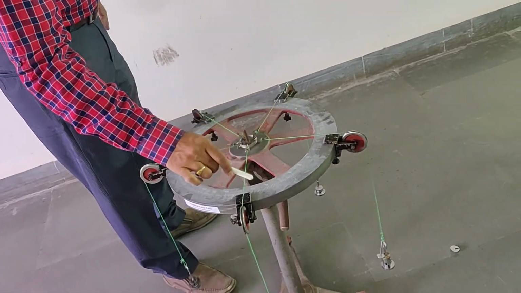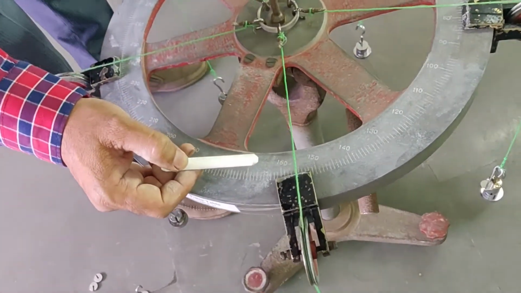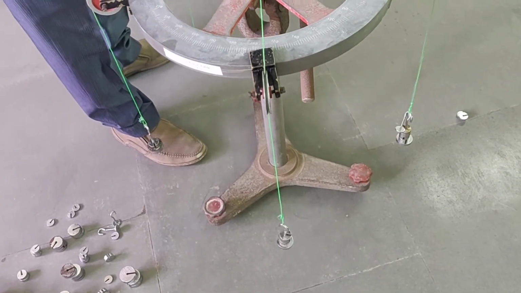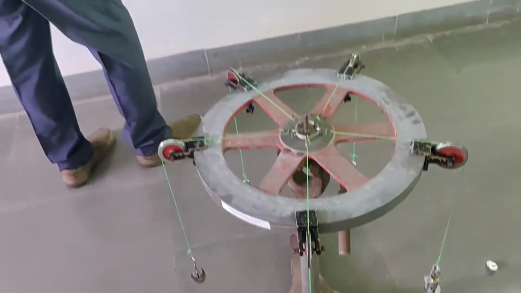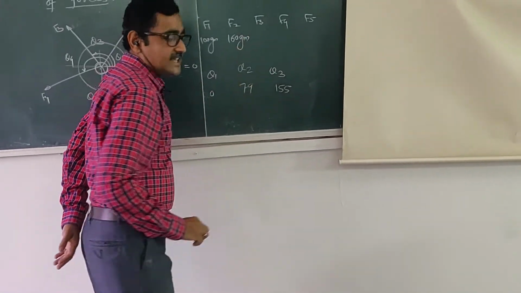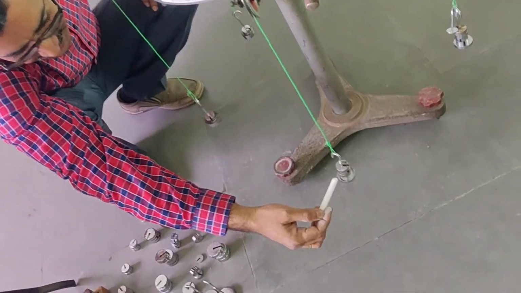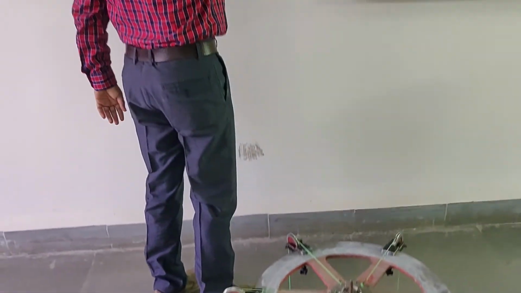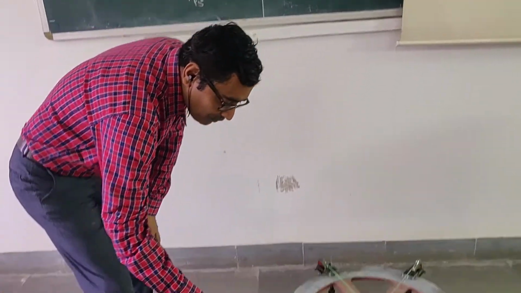Then this is the third force. The third force is applied at an angle of 155 degree. Take the reading properly, avoid the parallax error. Theta 3 is 155 degree. And how much is F3? The force F3 is 1, 2, 3, 4 and this is 50, which means it is 150 gram. F3 is 150 gram.